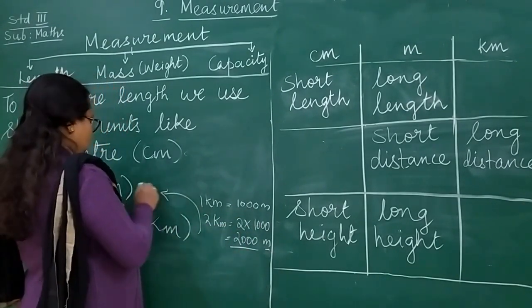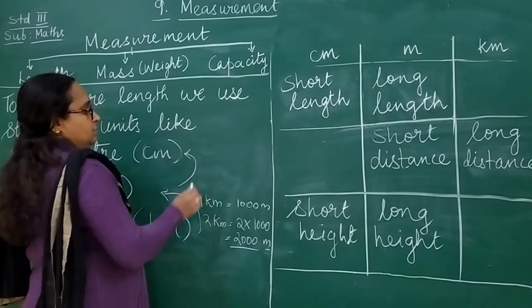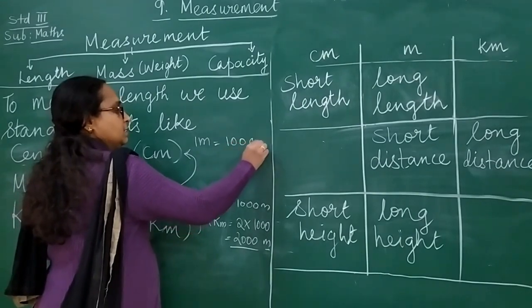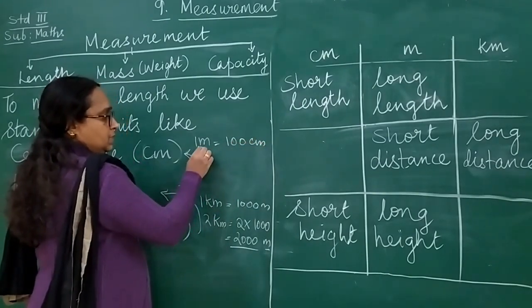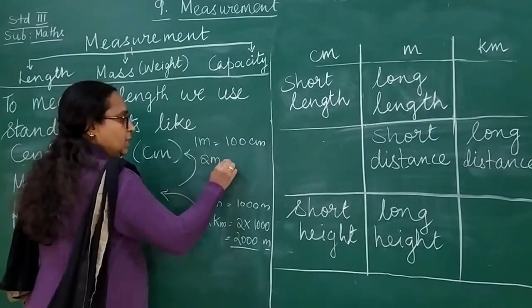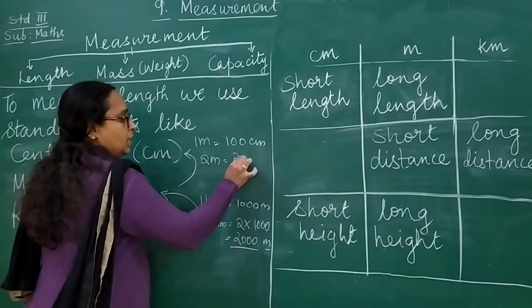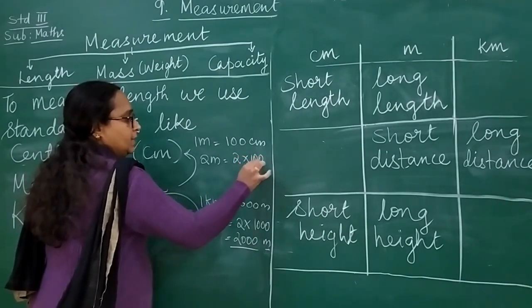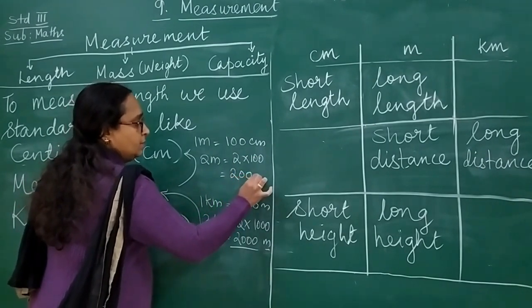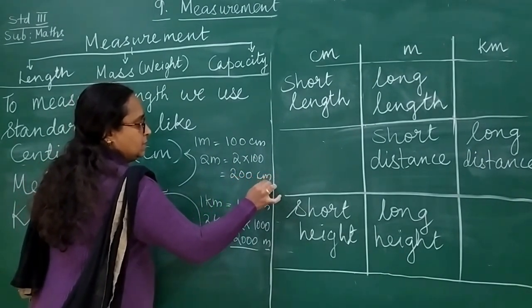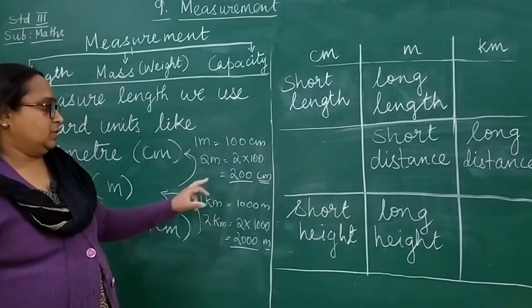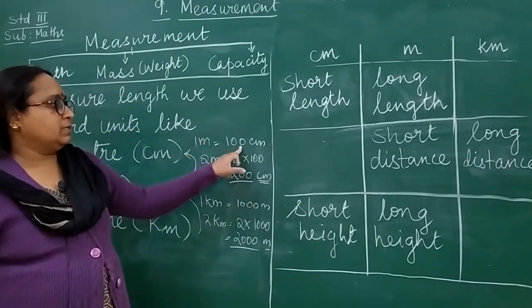Then here, conversion of meter to centimeter. 1 meter is equal to 100 centimeter. So 1 meter, what if you want to find 2 meter? Then you will have this 2. Again you have to multiply by 100, not 1000, it is 100. You will get 200 centimeter. You have to write the unit also, 200 centimeter, right? So 1 meter is 100 centimeter.